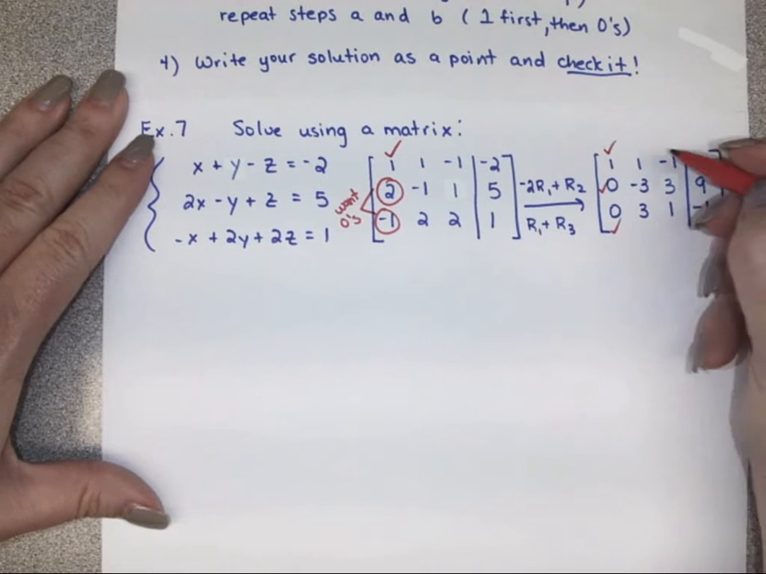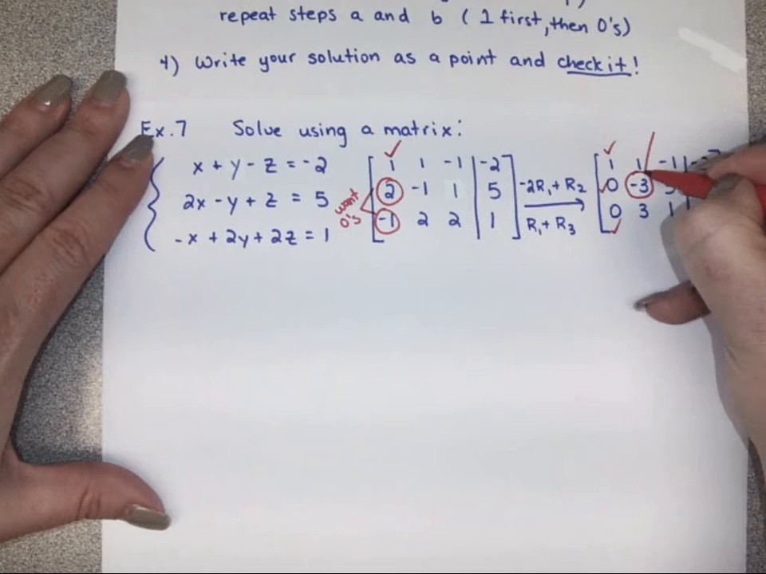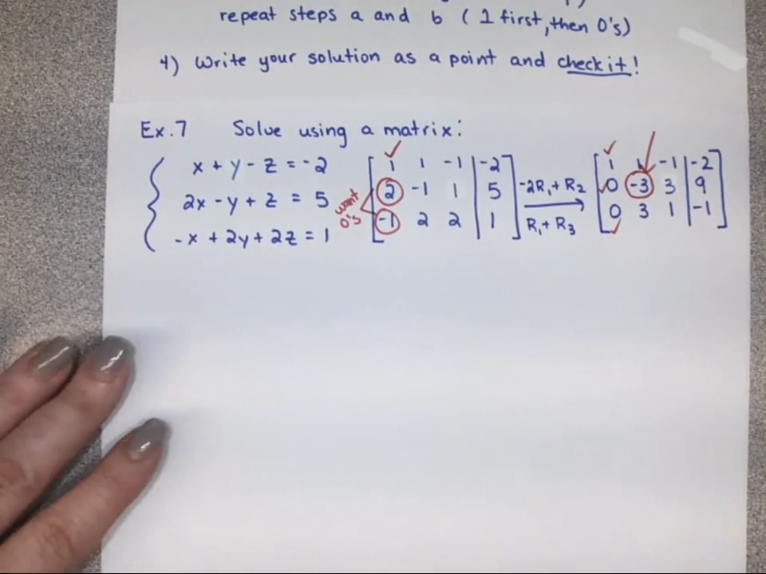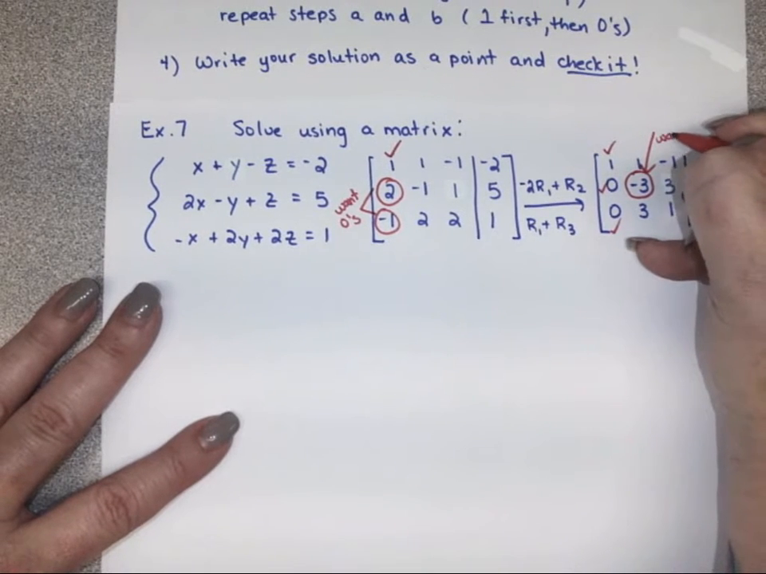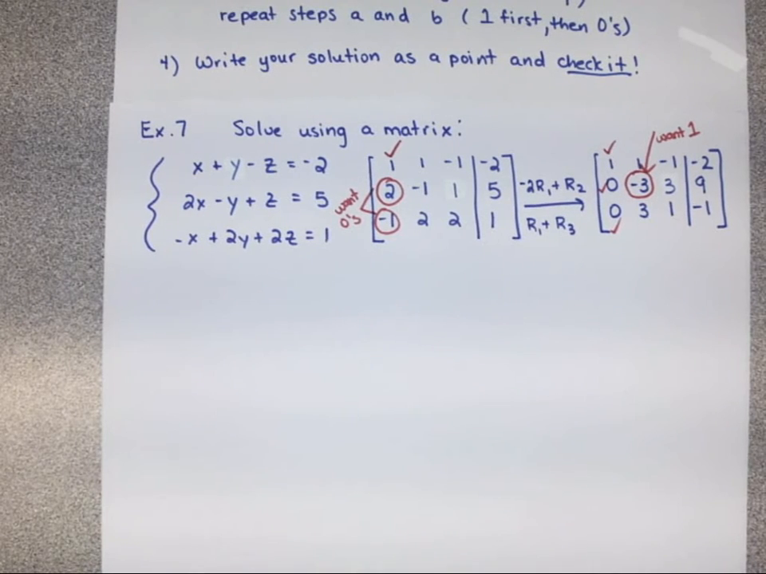All right, so column number 1 is good. So what do we move on to next? Specifically this spot, because that's where the what should go. That's where the 1 should go. So notice I want a 1 here. Okay, so don't overthink that. How do you get a 1 where you want it?